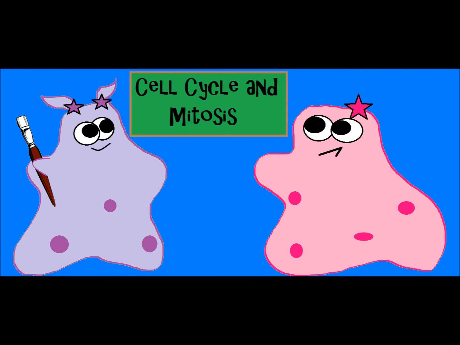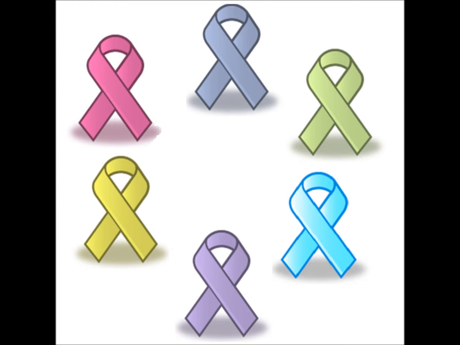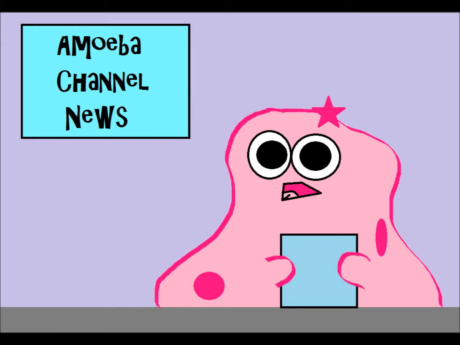Today's topic is the cell cycle and mitosis. But before we get into the cell cycle and mitosis, we want to make sure and talk about why these words are important and how they relate to real life. So if I say the word cancer, this word probably means something to you. Either you know somebody who's been diagnosed with cancer or you've heard about it on the news.